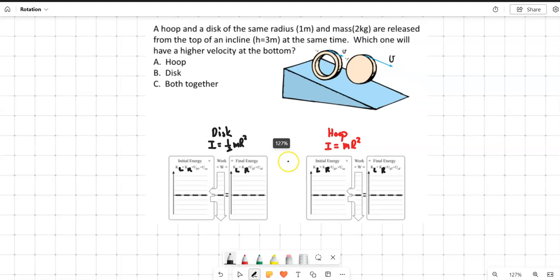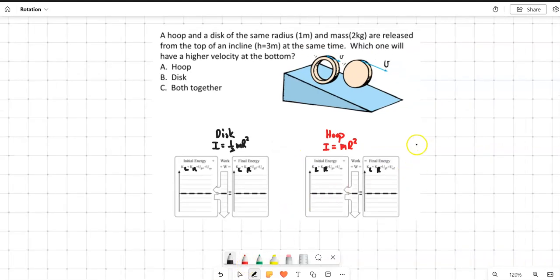All right, so this is kind of the setup for the problem. Again, they're both starting at the top of the ramp from rest, and then when they get to the bottom, they're going to be at a height of 0 and be moving. So which one's going to have a higher velocity at the bottom? Try out the problem and let's see how you do. Go ahead and pause the video.